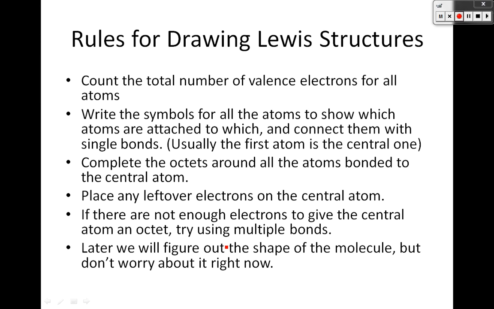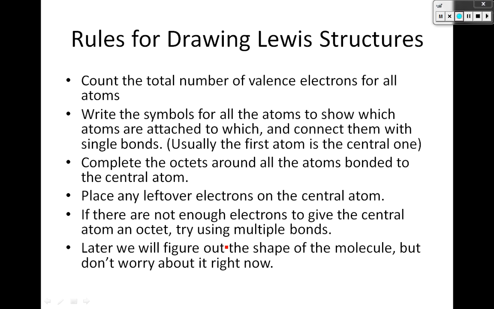So earlier I was drawing Lewis structures. Those were all those lines and dots. So there's some rules for drawing Lewis structures. First, you're going to count the total number of valence electrons for all the atoms in the molecule. Then you're going to write the symbols for all the atoms to show which atoms are attached to which, and connect them with single bonds. Always start with single bonds. And again, usually the first atom is the central one, although not always. You're going to complete the octets around all the atoms bonded to the central atom with the valence electrons that you counted in the first bullet.